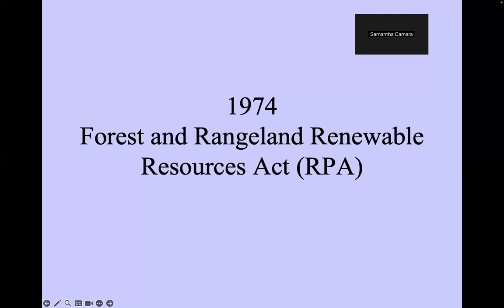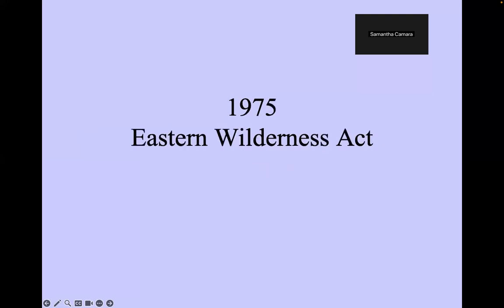There was the Forest and Rangeland Renewable Resources Planning Act, RPA, formed in 1974, which was for forest and rangeland resources. Let's discuss more on this. In 1975, there was the Eastern Wilderness Act prepared for wilderness areas in the eastern part. Let's discuss more on this.